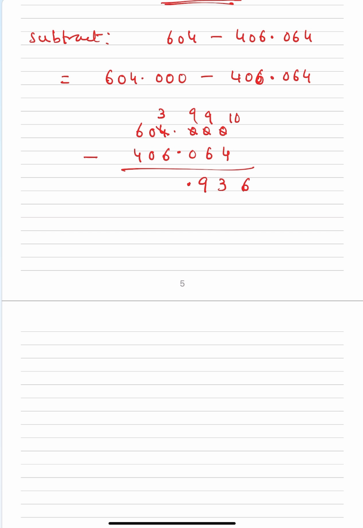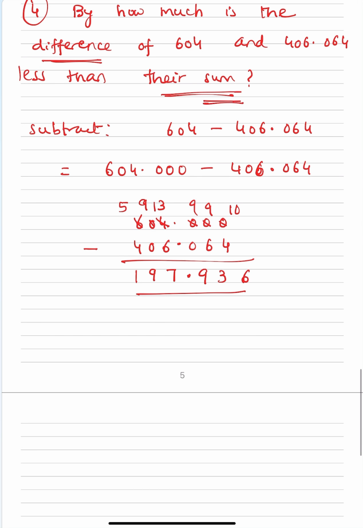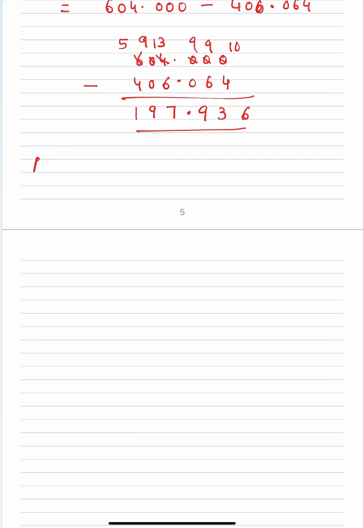And here again we cannot subtract this 6 from 3. So what will we do? We will borrow from, first we will borrow from 6. So this will become 5. Again this will become 9 and this will become 13. 13 minus 6 is 7, 9, 1. We got some number. Now 197. First what will we do now? Their sum. So let us add both the numbers.